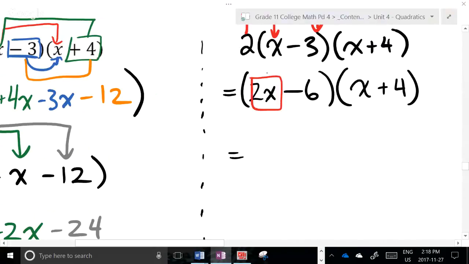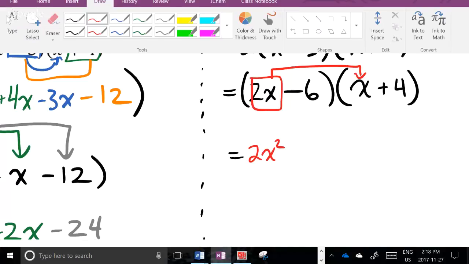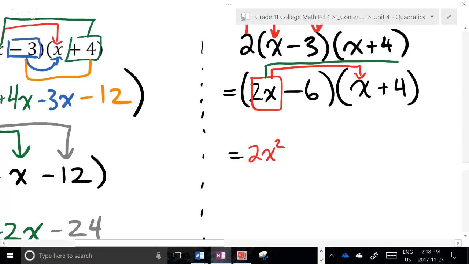What is 2x times x? Well, 2 times no number just stays 2. x times x is x squared. Good. What is 2x times 4? 2 times 4 is 8, but we still have the x. Okay.